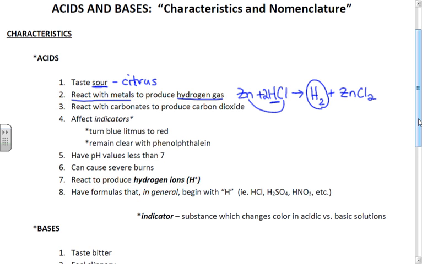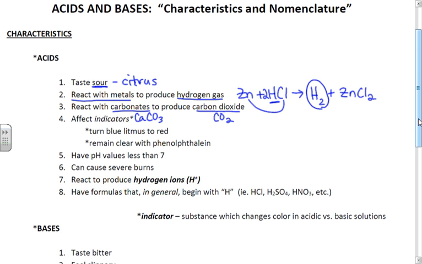Acids will react with carbonates, things that end with CO3, in order to produce carbon dioxide. If you had calcium carbonate, chalk, or limestone, then whenever you add an acid to that, like vinegar, it's going to bubble and fizz and give off carbon dioxide gas.